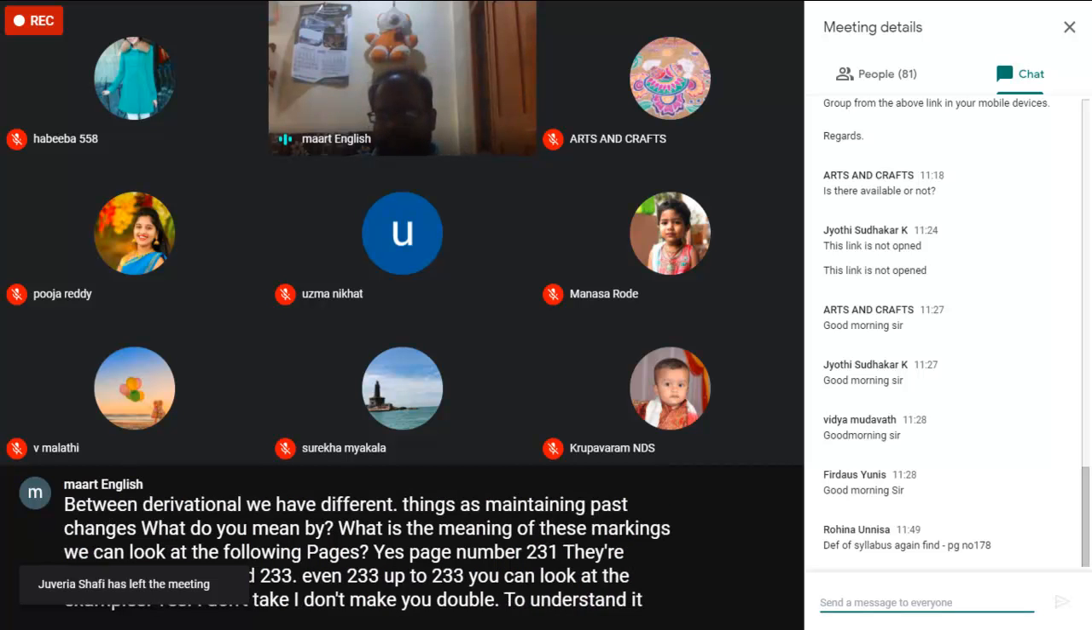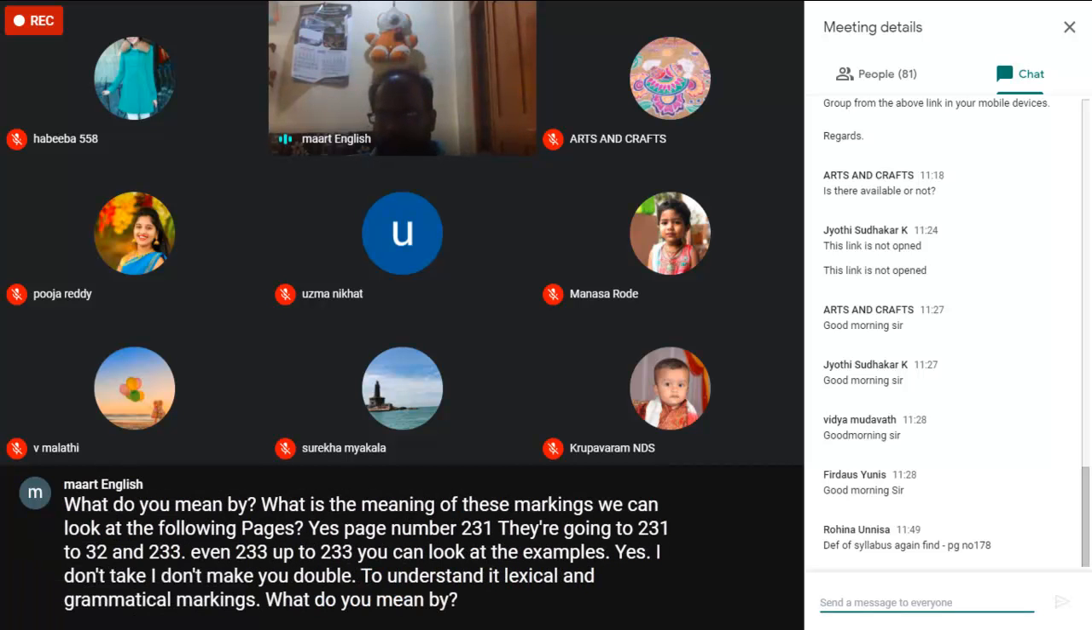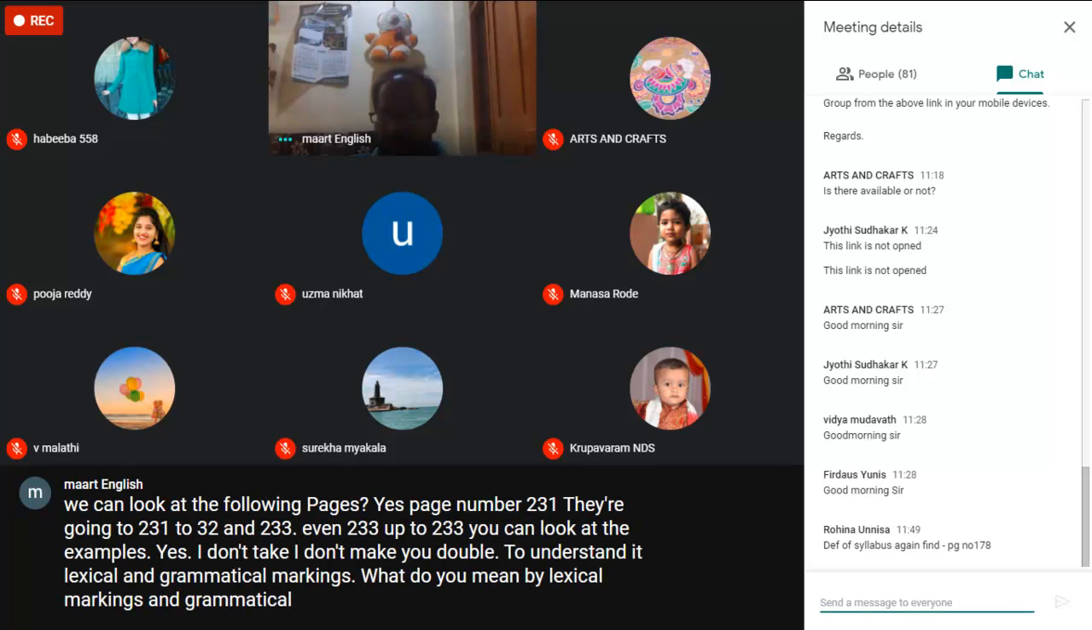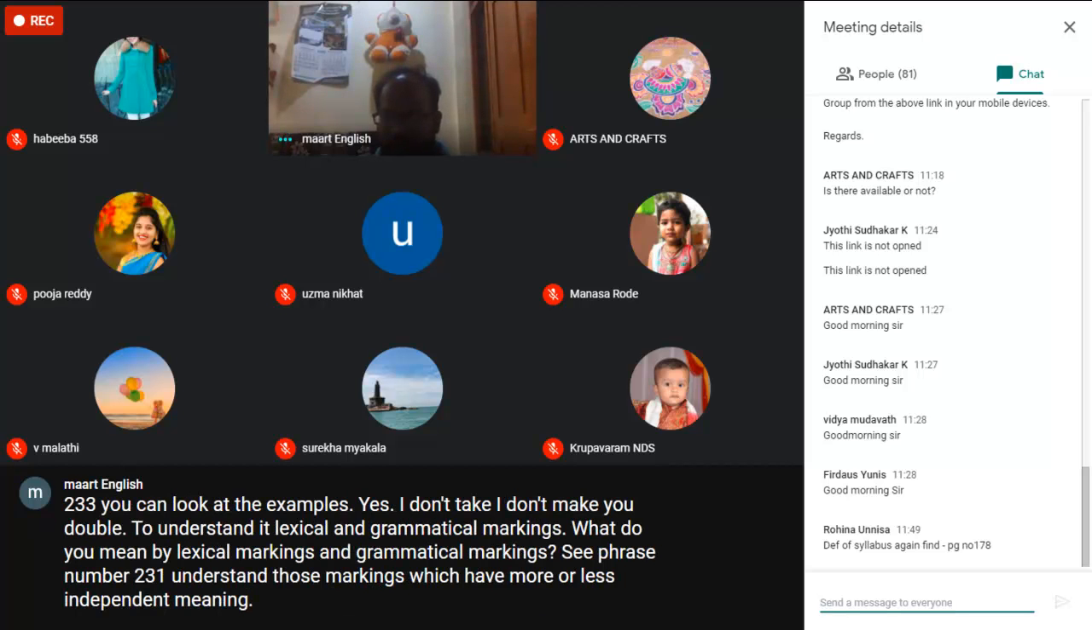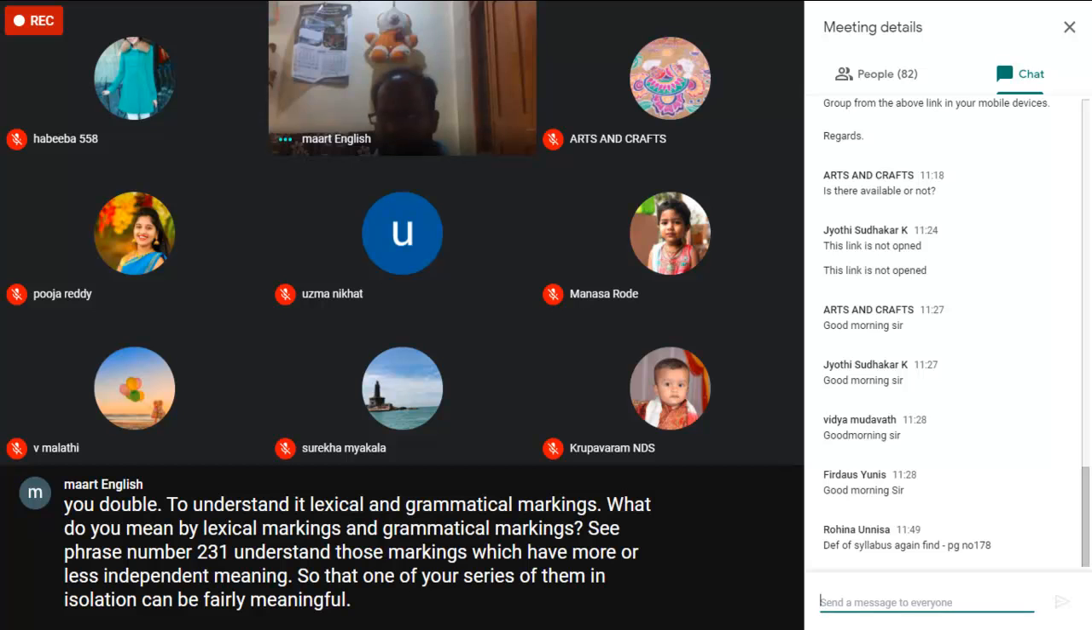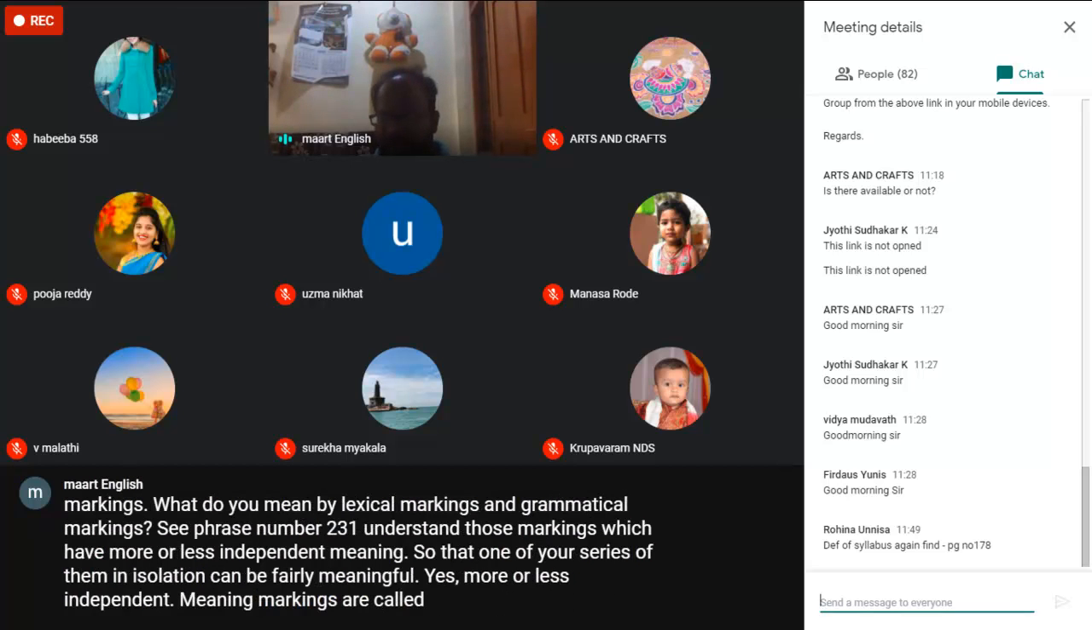Lexical and grammatical morphemes. What do you mean by lexical morphemes and grammatical morphemes? See, page number 231. Those morphemes which have more or less independent meaning, so that one of a series of them in isolation can be fairly meaningful, are called lexical morphemes.